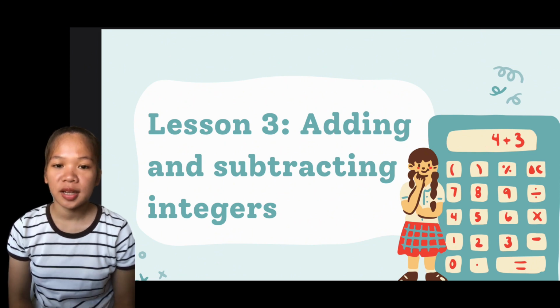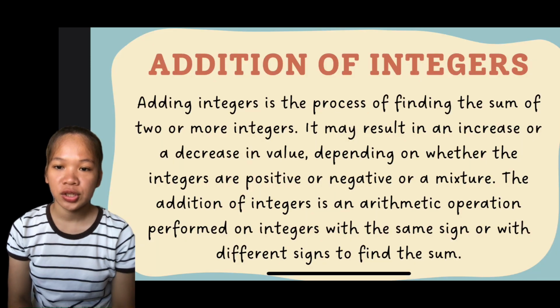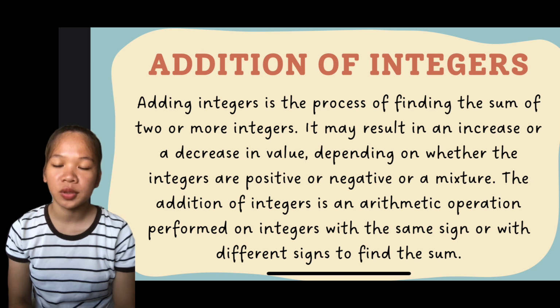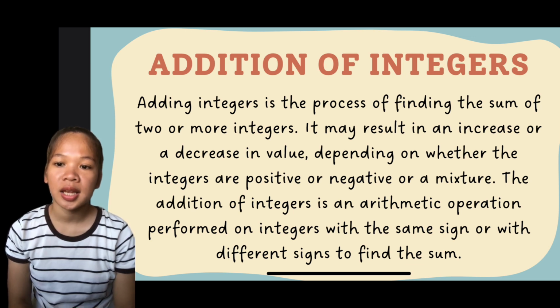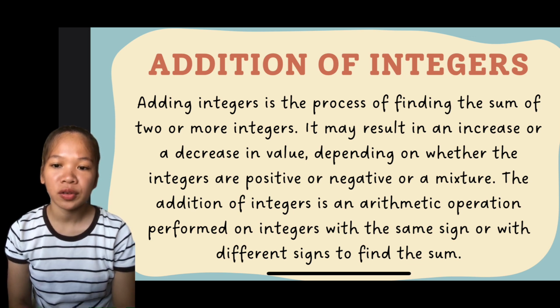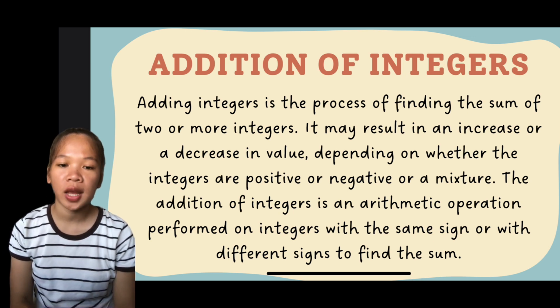So uunahin muna natin yung addition. So, addition of integers. Adding integers is the process of finding the sum of two or more integers. It may result in an increase or decrease in value, depending on whether the integers are positive or negative or a mixture. The addition of integers is an arithmetic operation performed on integers with the same sign or with different signs to find the sum.